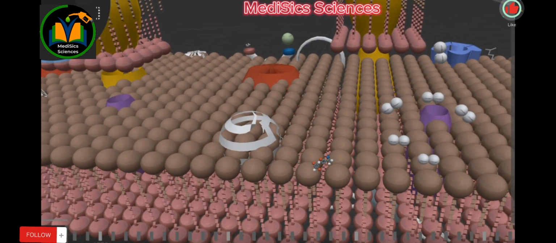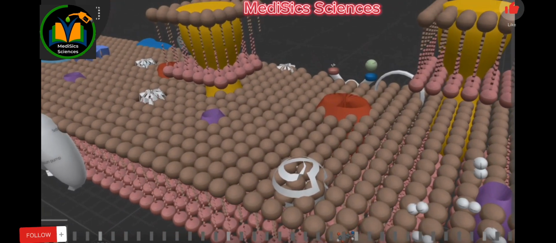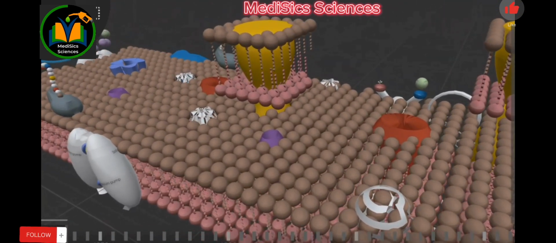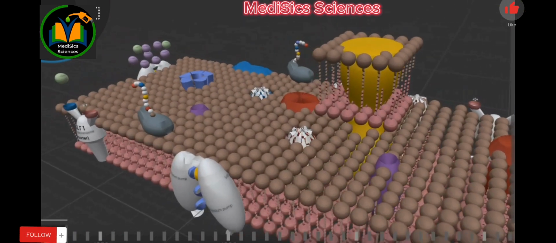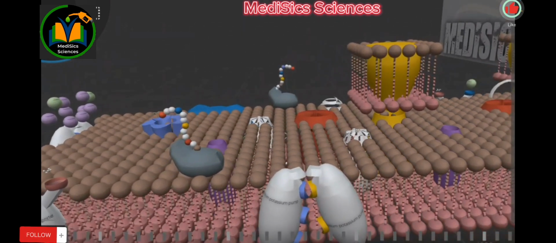Protein part. The protein part of the cell membrane is about 60% to 80%. The two main types of protein found in plasma membrane are peripheral protein and integral protein.